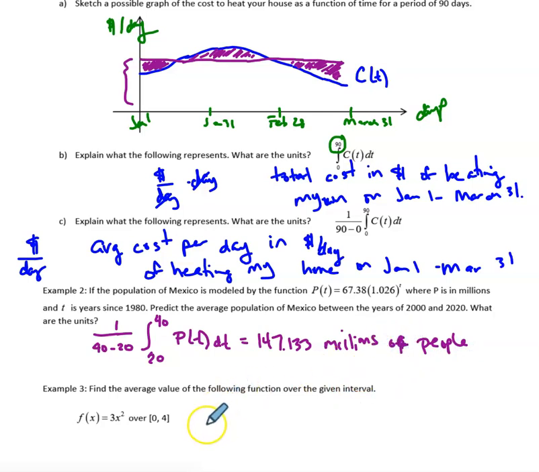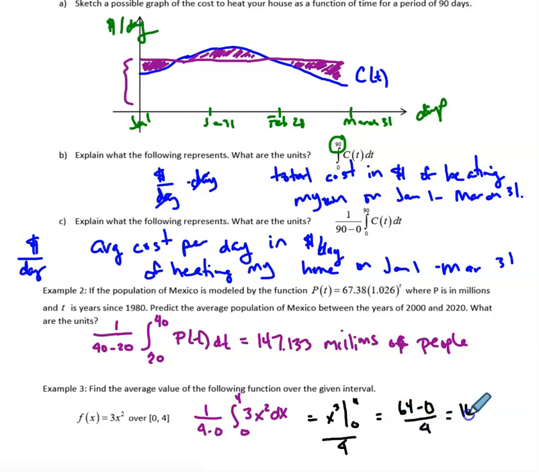Okay, and then the last one is not set in any real world scenario. We're just finding the average value of a function on an interval. So we're going to integrate the function 3x squared dx on the interval from 0 to 4, and then we are going to multiply by 1 over 4 minus 0. So we can go ahead and do this one by hand. We can integrate 3x squared. We'll integrate to x cubed, and we evaluate it from 0 to 4. And then we are going to divide by 4. So 4 cubed is 64, minus 0 cubed, which is 0, all over 4. And my answer here will be 16.